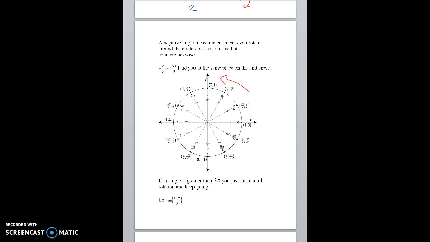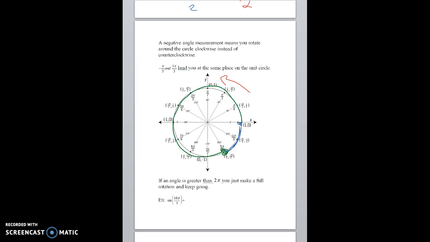For the example down here at the bottom, at the top of the page you see, the angle negative pi over 3. So I start here, and I go pi over 3 radians clockwise. I end up right here. That's going to be the same angle as if I had started here and gone positive 5 pi over 3. I end up at the same spot on the unit circle.